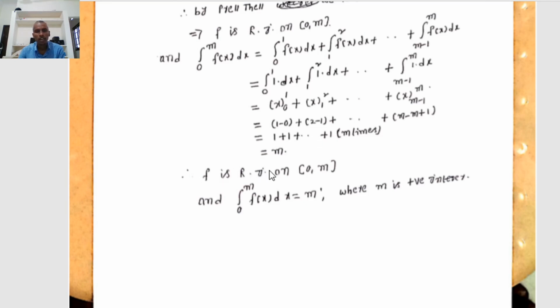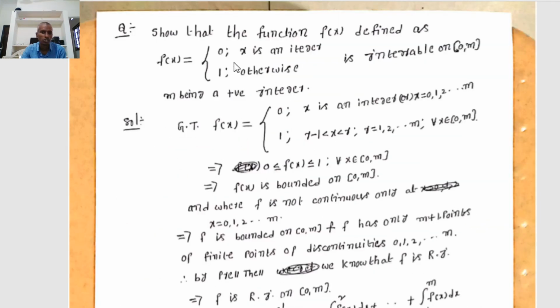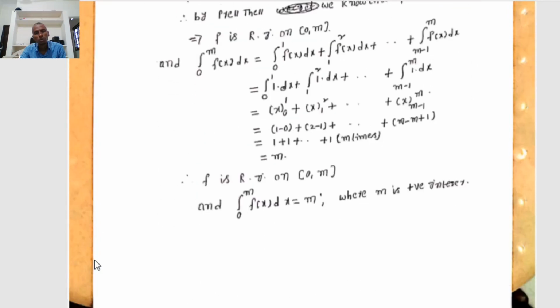Therefore f is Riemann integrable on the closed interval [0, m]. That implies the integral from 0 to m of f(x) dx equals m. Suppose m equals 100, then the integral from 0 to 100 of f(x) dx equals 100. Suppose m equals 2020, the integral from 0 to 2020 of f(x) dx equals 2020, where m is any positive integer. Therefore the function f(x) is defined as f(x) equals 0 if x is an integer, and 1 otherwise. Therefore f is Riemann integrable on the closed interval [0, m] and the integral from 0 to m of f(x) dx equals m.